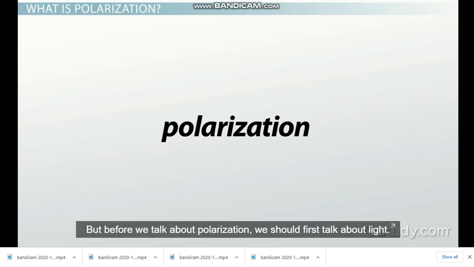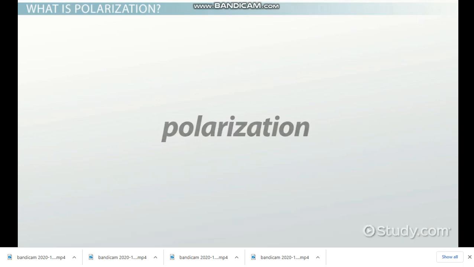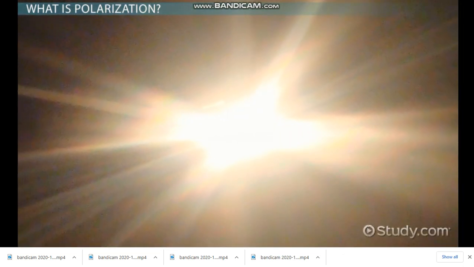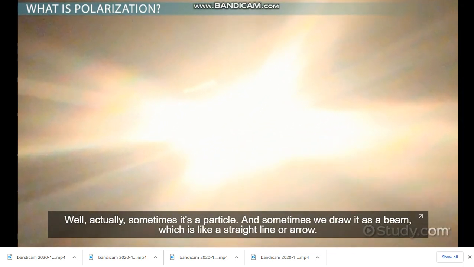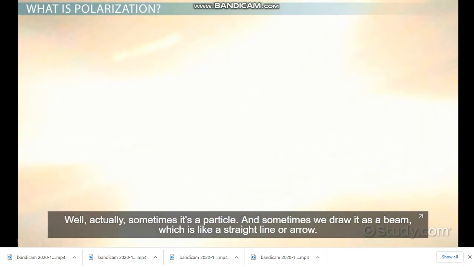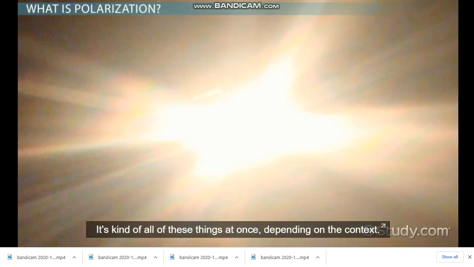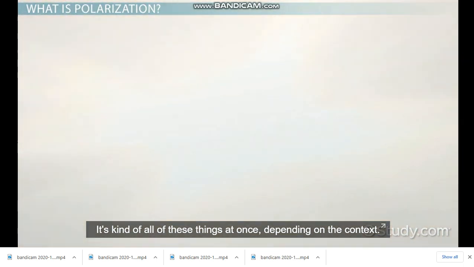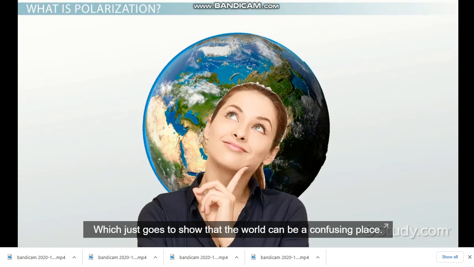But before we talk about polarization, we should first talk about light. Light is a wave. Well, actually, sometimes it's a particle, and sometimes we draw it as a beam, which is like a straight line or arrow. It's kind of all of these things at once, depending on the context, which just goes to show the world can be a confusing place.